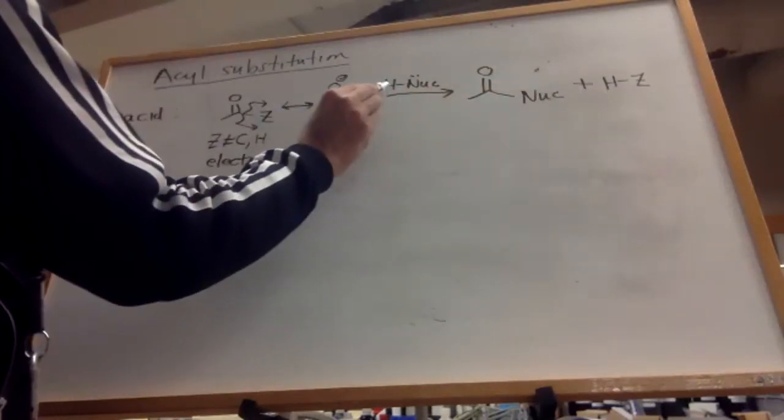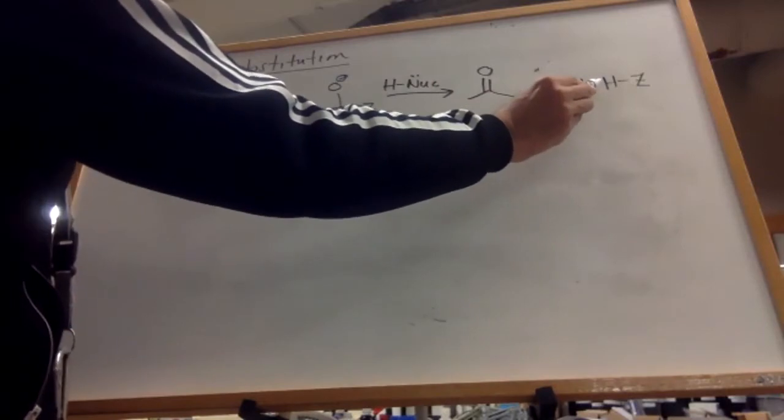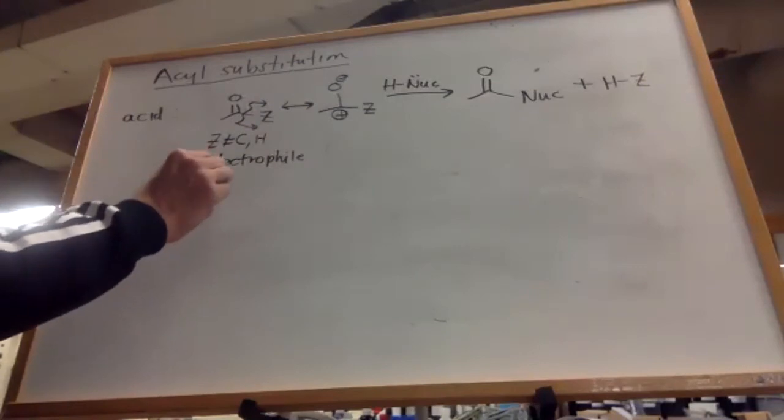But if this proton is Fred, this is not Fred over here, right? This is Mary, this is somebody else. Let's look at a concrete example.